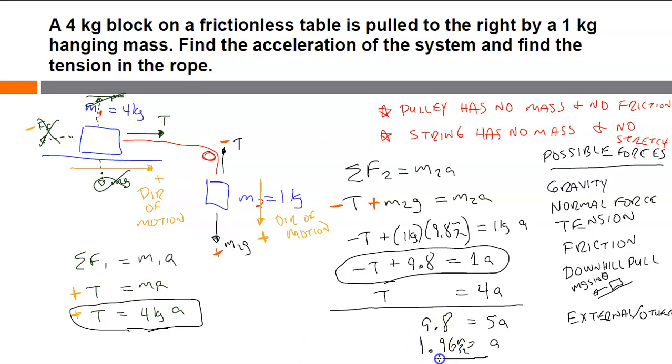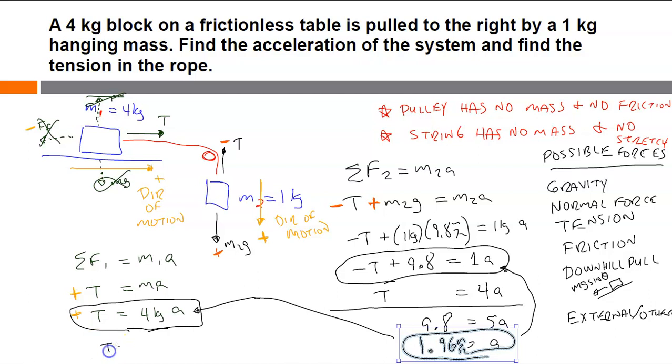And that's going to be the acceleration of this system. Okay? We have one of our answers now. We didn't know either one, but now I've got A. I could take this number and plug it in up here and find T, or I could take A and plug it in over here. Multiply by 4 and get T. That sounds a little bit easier.